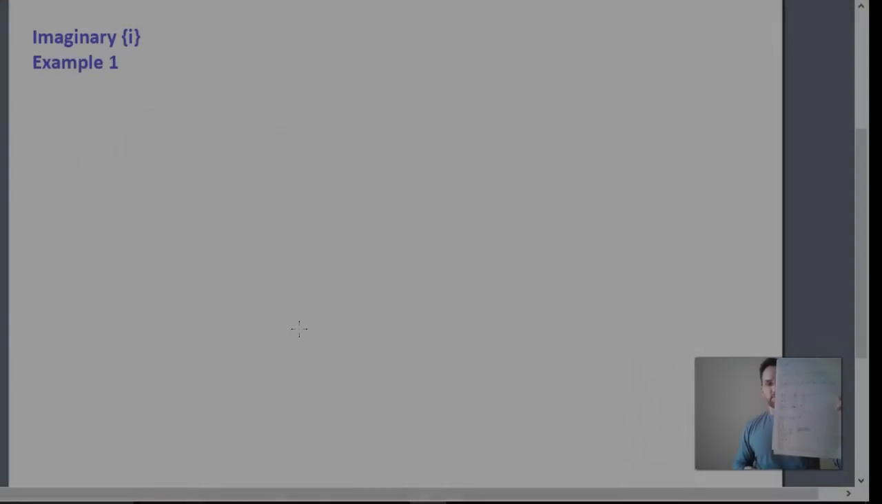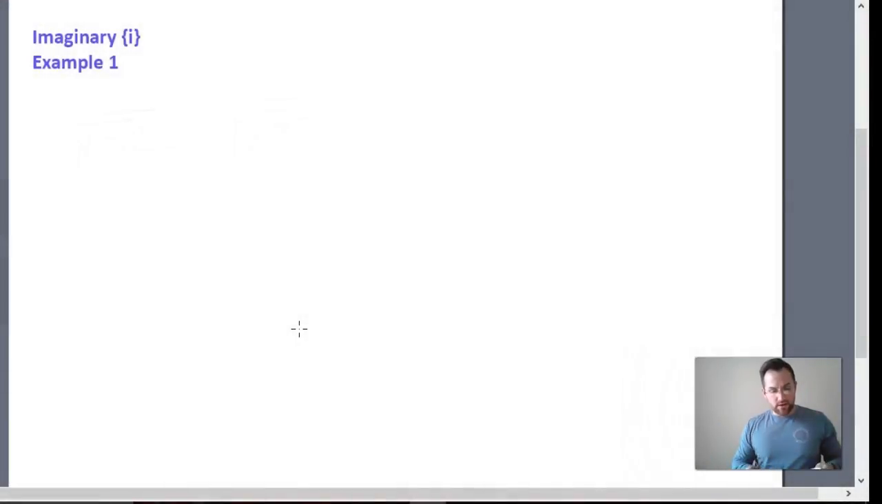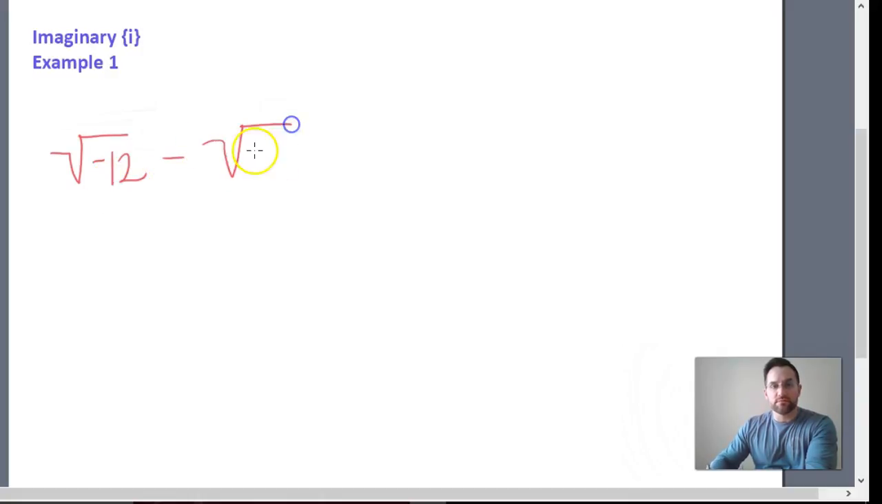Alright guys, I have some practice problems that we're going to work on right now. We're going to work with imaginary i and express in terms of i. So we are going to start with this problem. It is going to be the square root of negative 12 minus the square root of negative 3, or we could read it as square root of negative 12, negative square root of negative 3. Now, if you want to work this out on your own, pause now.